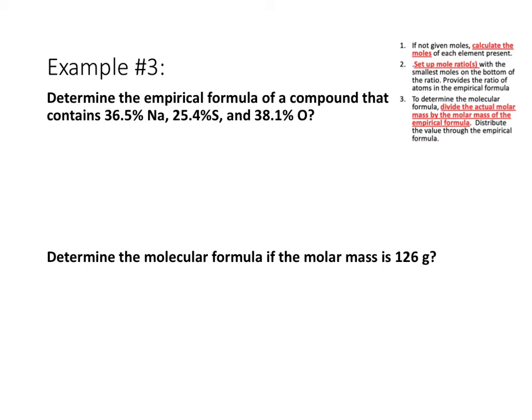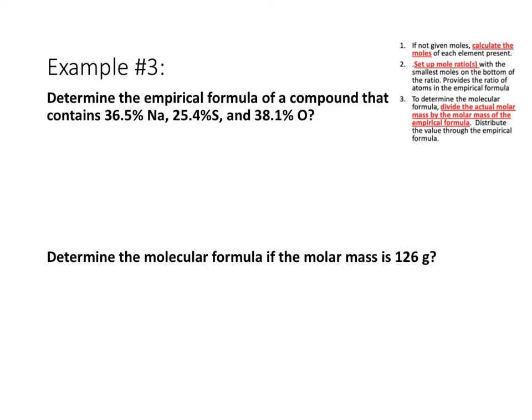All right, here's example number 3, the final example. Like I alluded to, there are a couple curveballs here, so let's go ahead and read the example and then we'll talk about how to tackle this problem. Determine the empirical formula of a compound that contains 36.5% sodium, 25.4% sulfur, and 38.1% oxygen.